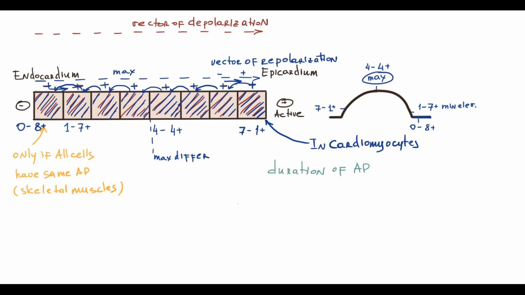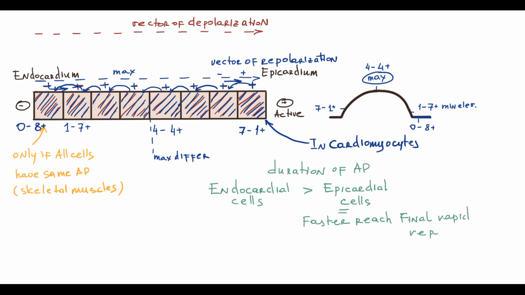The reason why epicardial cells repolarize first is the duration of an action potential. The central concept is that endocardial cells have a longer action potential than epicardial cells, and the more epicardially located the cell, the shorter is the action potential, and the shorter the action potential, the faster this cell reaches the final rapid repolarization phase, where a cell restores positive charge. In the next part we will see how it happens.